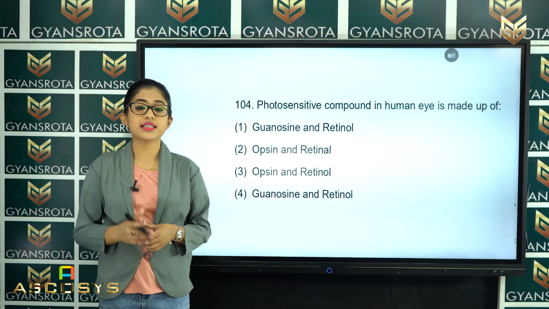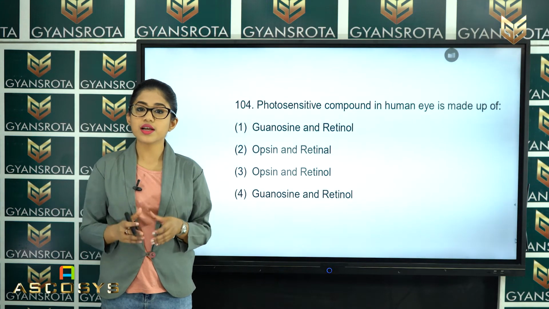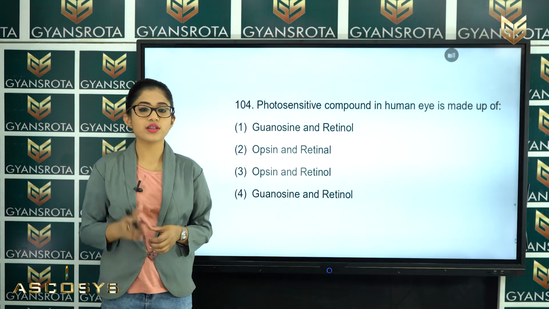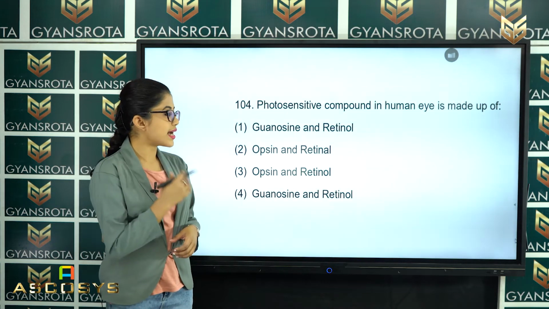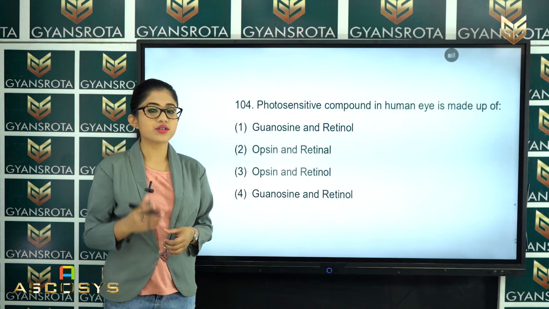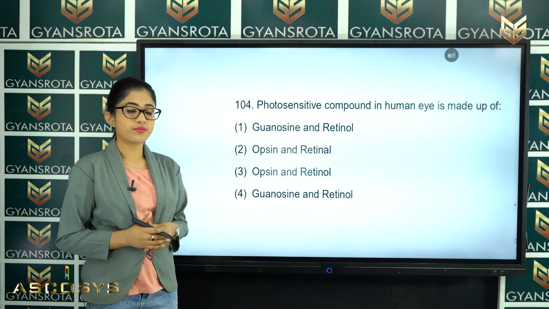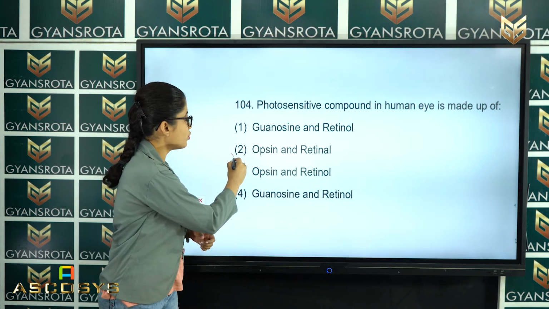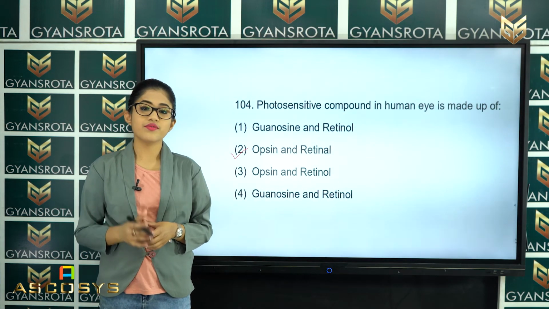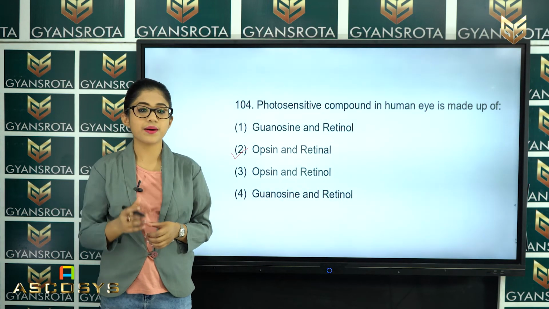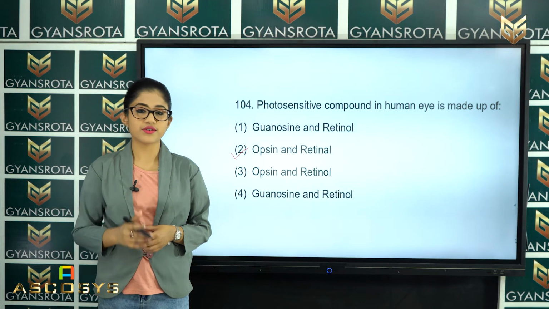Well, these are very easy questions and we have discussed this in the chapter neural control and coordinations. So in the last topic we have discussed about this. So what is the correct answer among this? What are the photosensitive compound in human eyes? That is the option number 2, opsin and retinol. So these are the compound which made the photosensitive compound of the human eye. Alright, now let's move on to the next question.